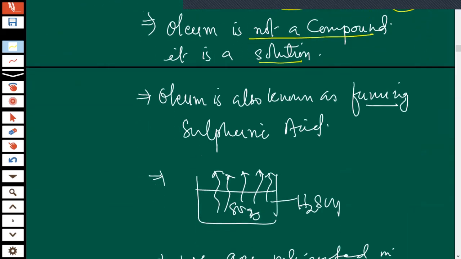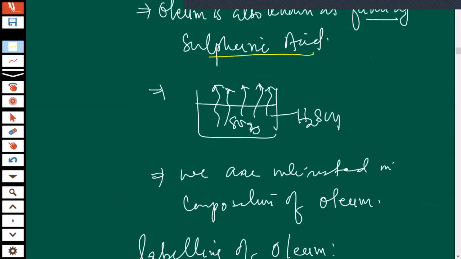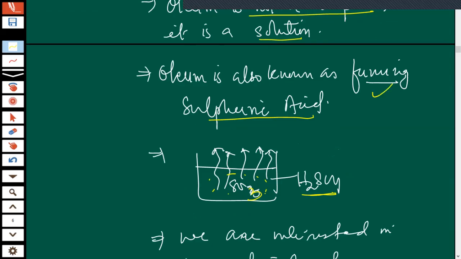Oleum is also known as fuming sulfuric acid. Why fuming? Because it is a solution and sulfur trioxide gas is inside, and the nature of gas is to escape out. So whenever oleum is there, you will find some sulfur trioxide coming out. That phenomenon, that condition, is called fuming in chemistry. Fuming of sulfuric acid.